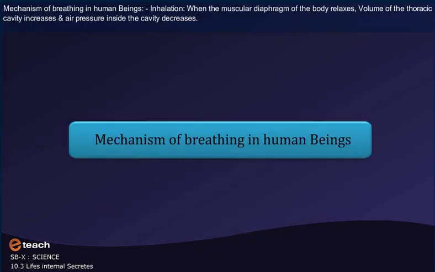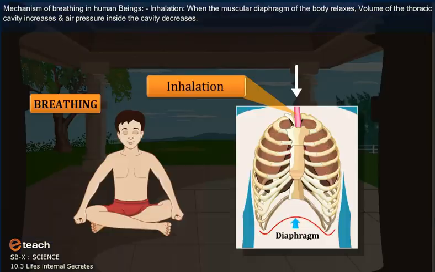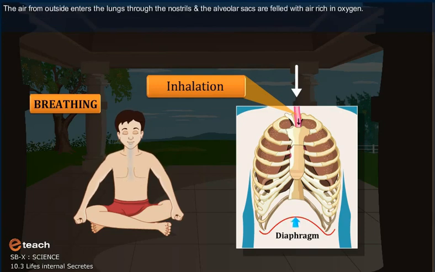Mechanism of breathing in human beings. Inhalation. When the muscular diaphragm of the body relaxes, the volume of the thoracic cavity increases and air pressure inside the cavity decreases. The air from outside enters the lung through the nostril and the alveolar sacs are filled with air rich in oxygen.